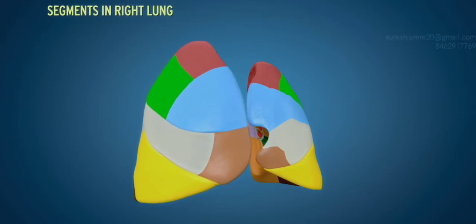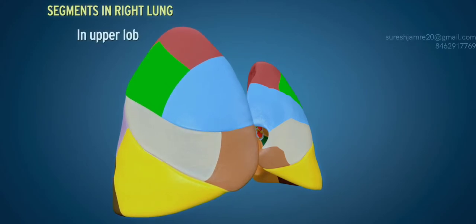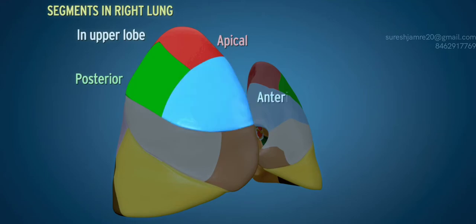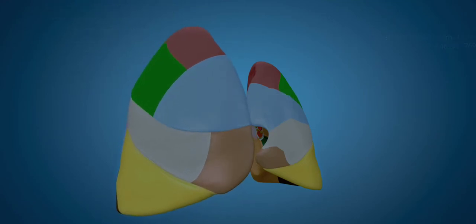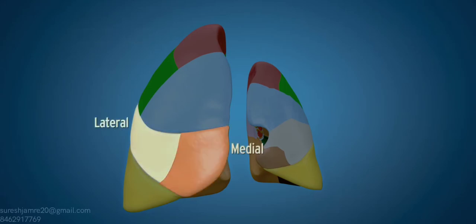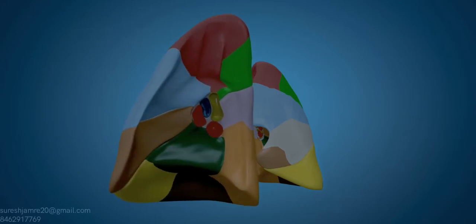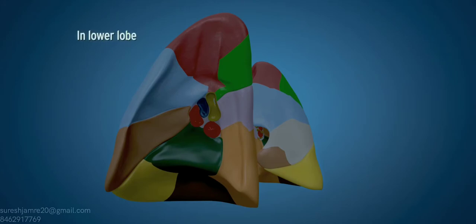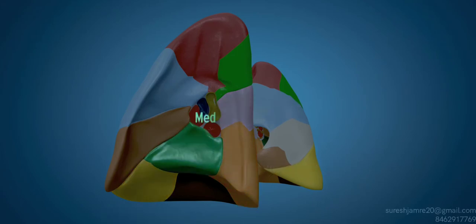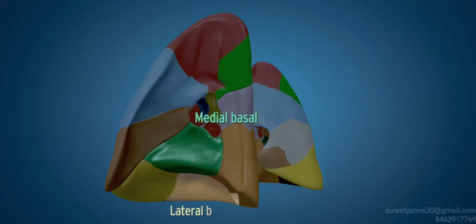Segments in right lung. In upper lobe, apical, posterior and anterior. In middle lobe, lateral and medial. In lower lobe, superior, anterior basal, posterior basal, medial basal and lateral basal.